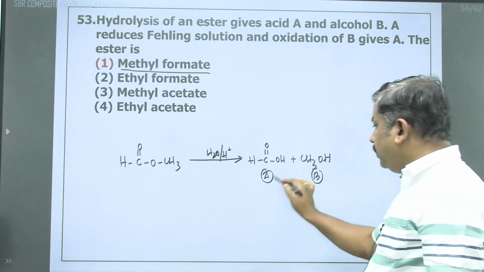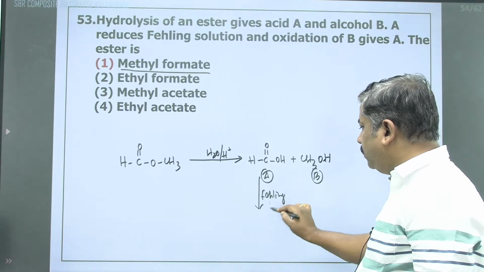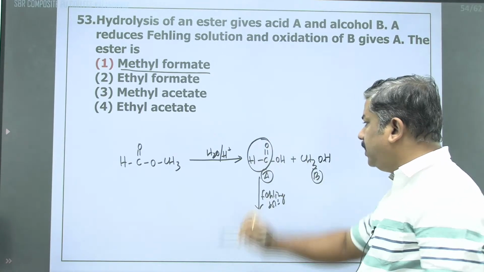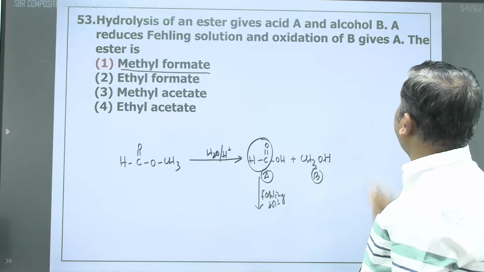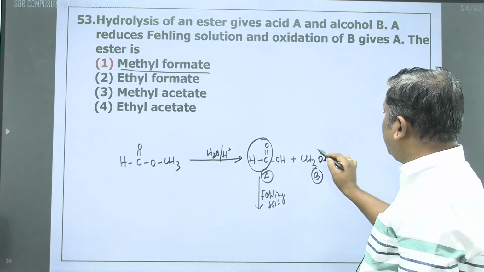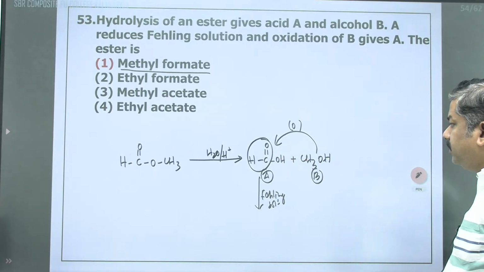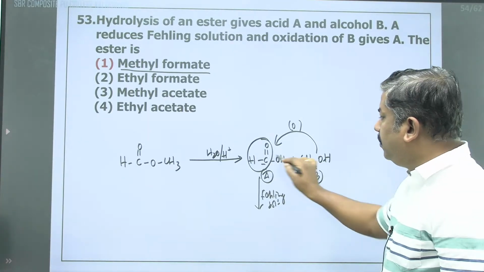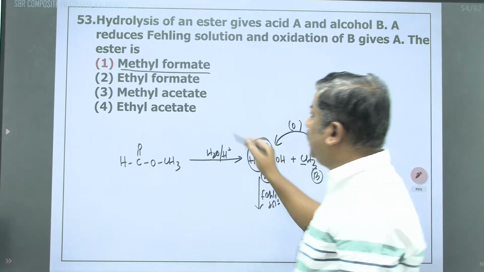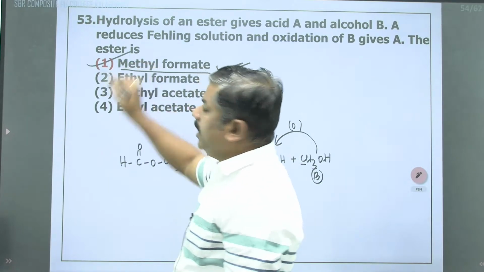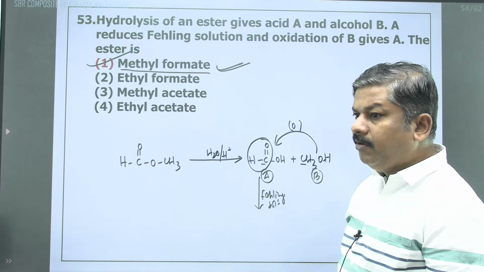A reduces Fehling solution. Does it reduce Fehling solution? Yes. Why does it reduce the Fehling solution? Just now I mentioned this aldehyde functional group. It can reduce the corresponding Fehling solution. And oxidation of B gives A. Methanol, when it undergoes oxidation, gives a single carbon atom carboxylic acid. This also contains one carbon atom, and this also contains one carbon atom. Methanol on oxidation gives the corresponding carboxylic acid, so the corresponding ester in this reaction is going to be only the first one, methyl formate.